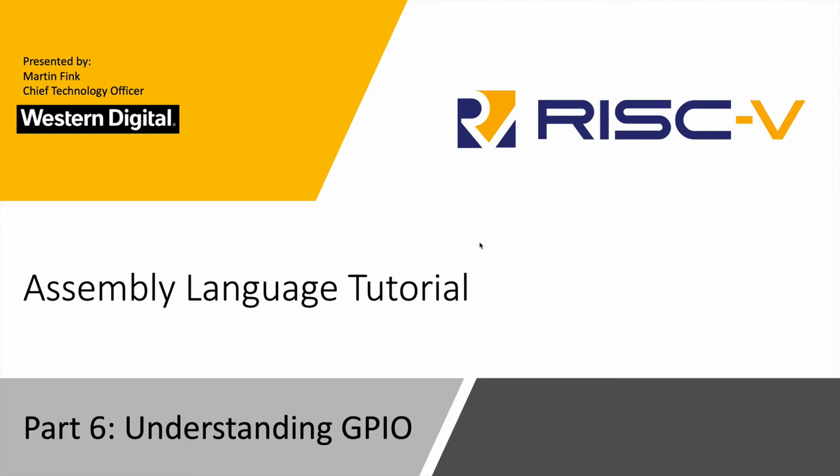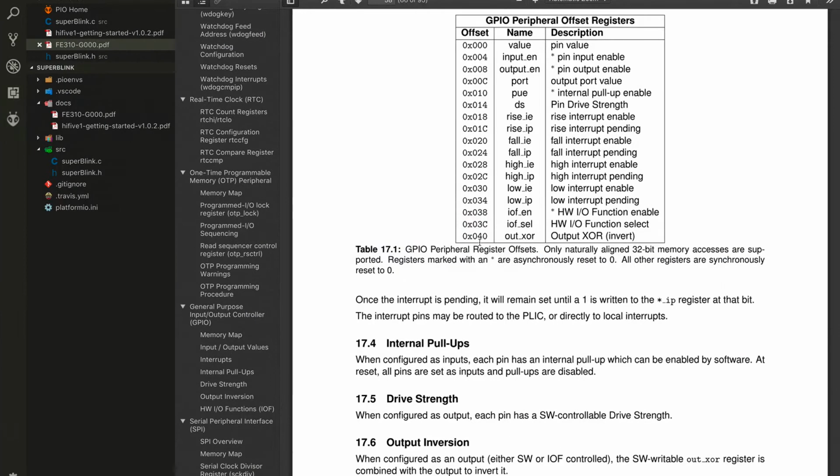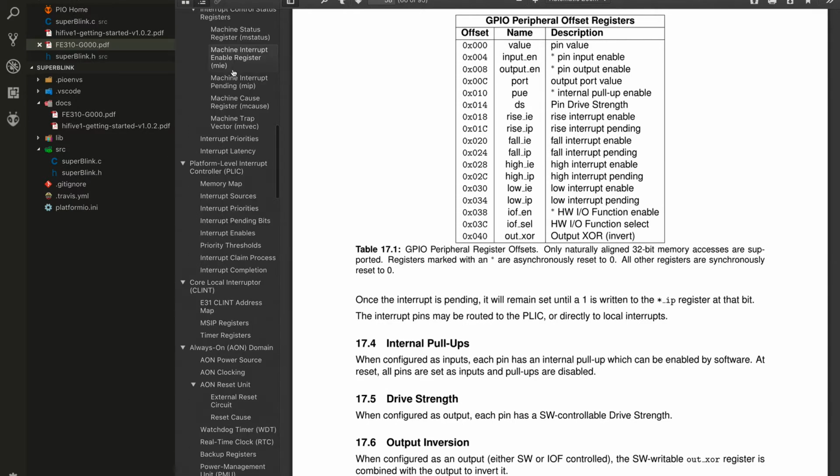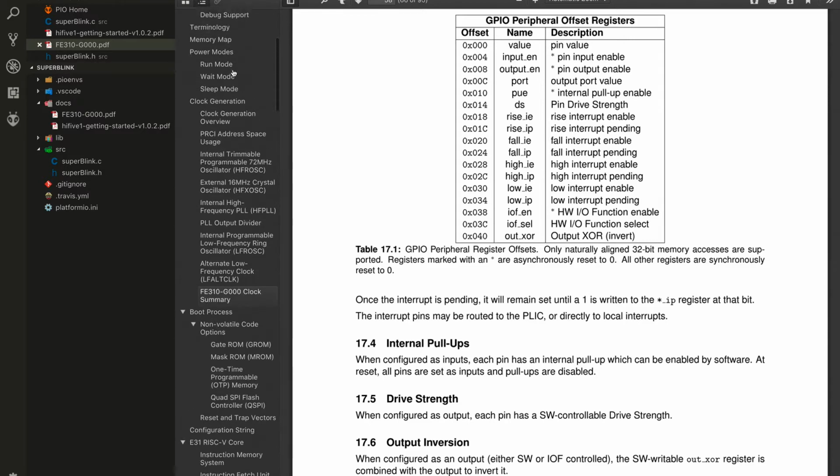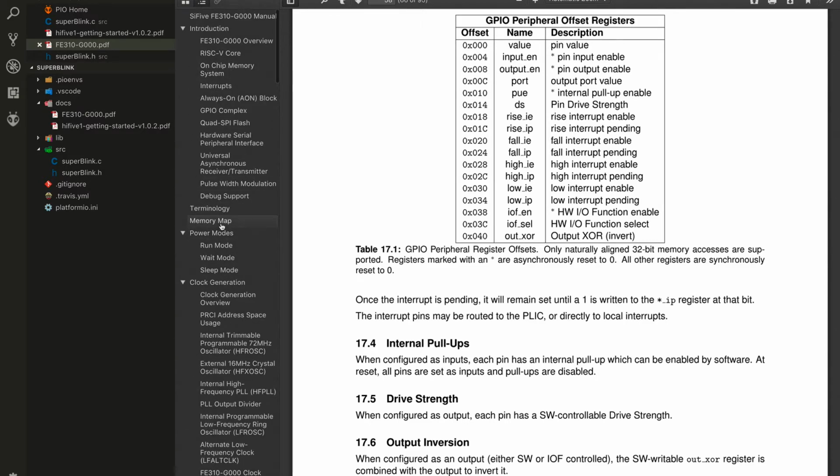So GPIO stands for General Purpose Input Output. And it is where all of the pins on the board are, the HiFive pins, and it's also where our LEDs get addressed, so our red, green, and blue LEDs. And so if we go back to looking at our documentation where we were at, you'll recall that we started by looking at the overall memory map. So let me just reset us back to the overall memory map.